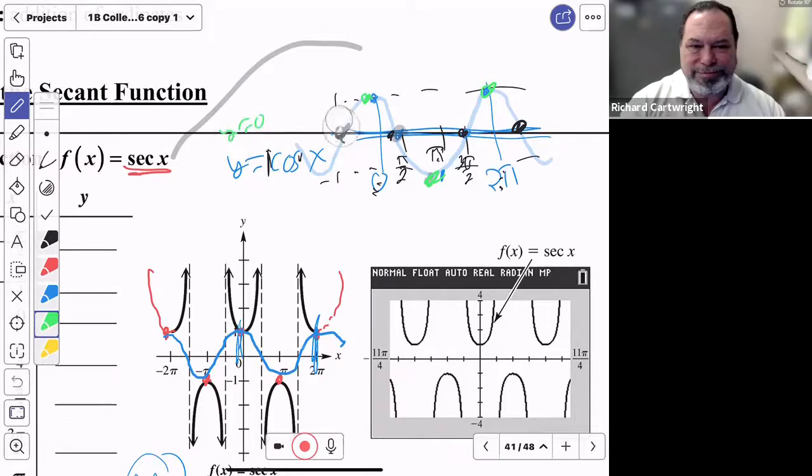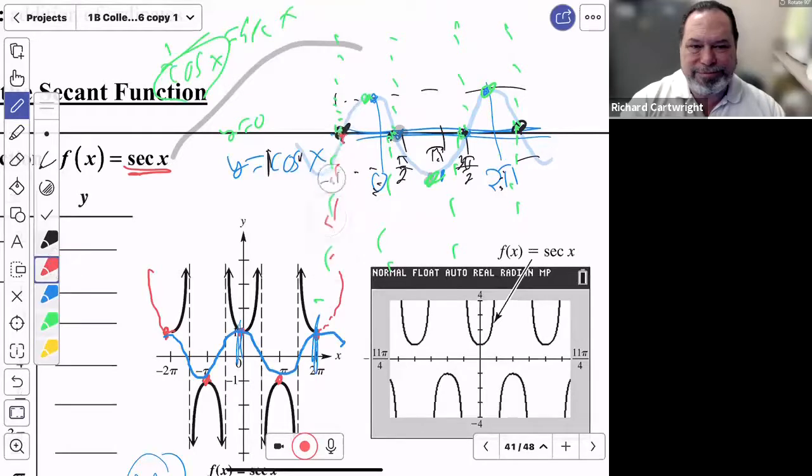What we do here, we put an asymptote here. Every place where it crossed the midline, put an asymptote, because secant has asymptotes because it's 1 over cosine. Cosine cannot be 0. So this is where cosine is 0. And 1 over cosine of x is secant of x. Cosine cannot be 0. So I have asymptotes here.